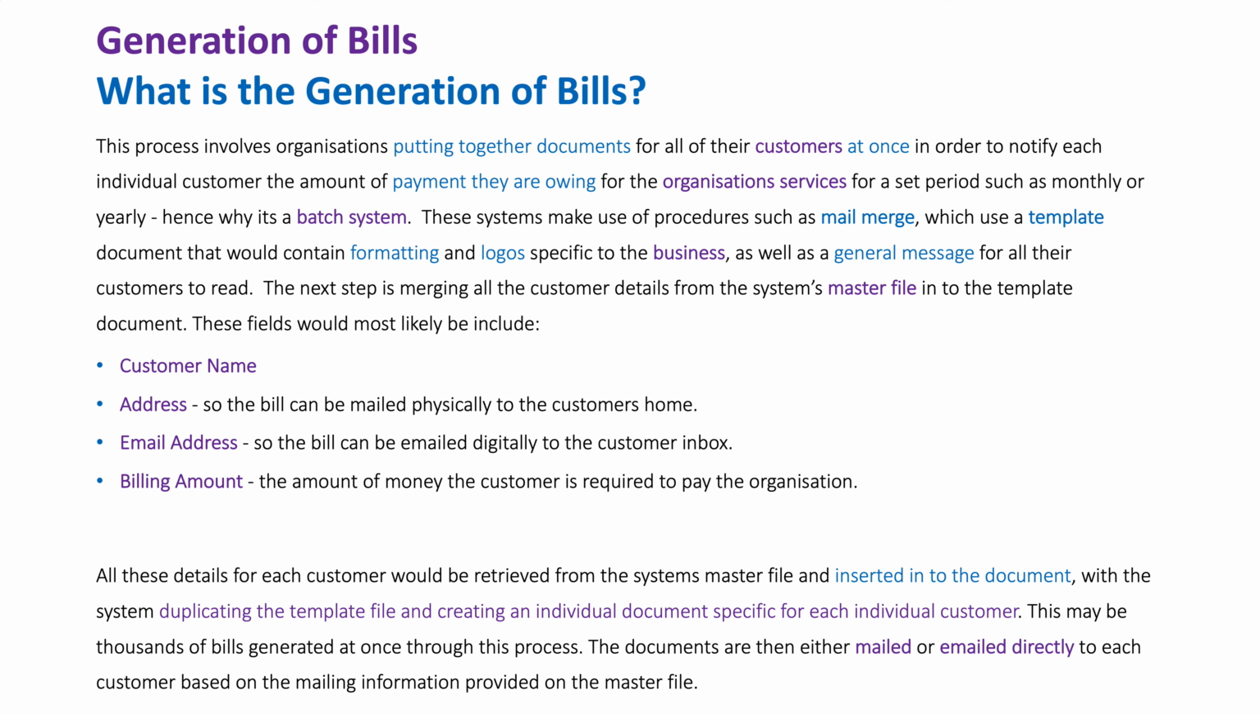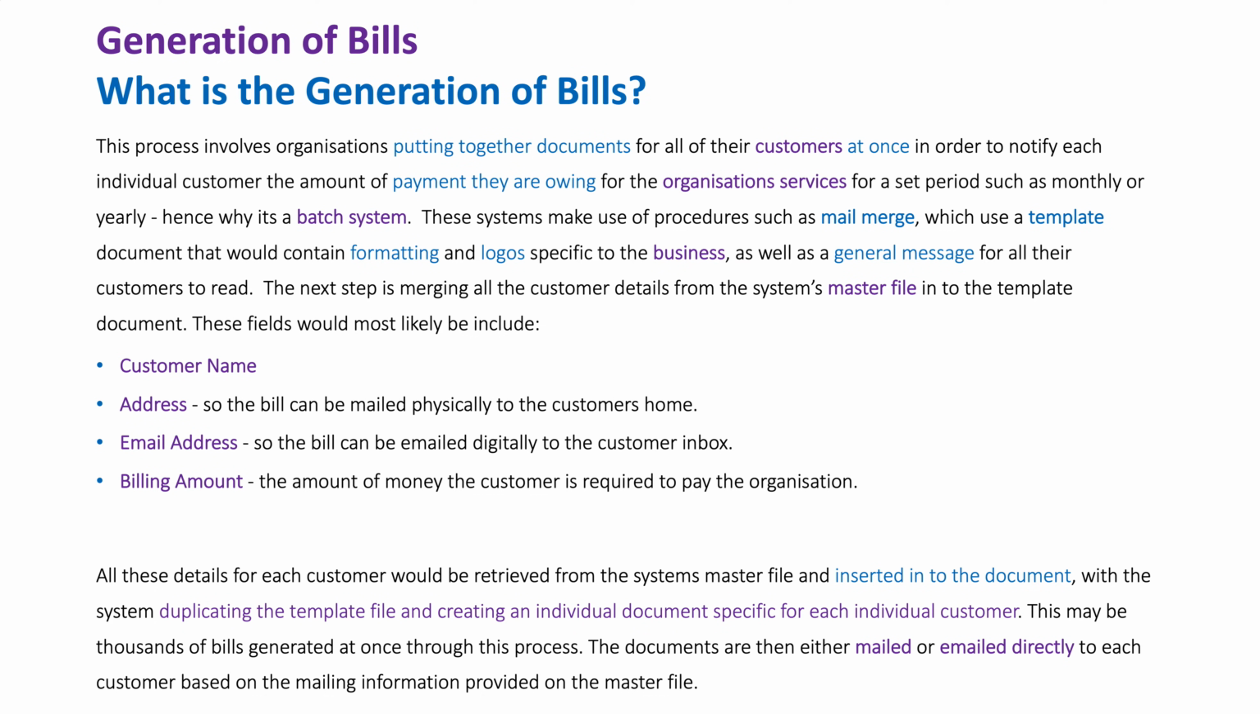It's a mail merge. The next step here is merging all these specific customer details from the system's master file into the template document. These fields would most likely include the customer's name, their specific address, or their email address, depending on how they're going to receive this bill. So, if it is their actual living address, that's so the bill can be sent specifically to their household through the traditional physical postal mail. But these days as well, it's very common to receive a bill using an email address, and the bill is then digitally emailed to a customer's inbox.